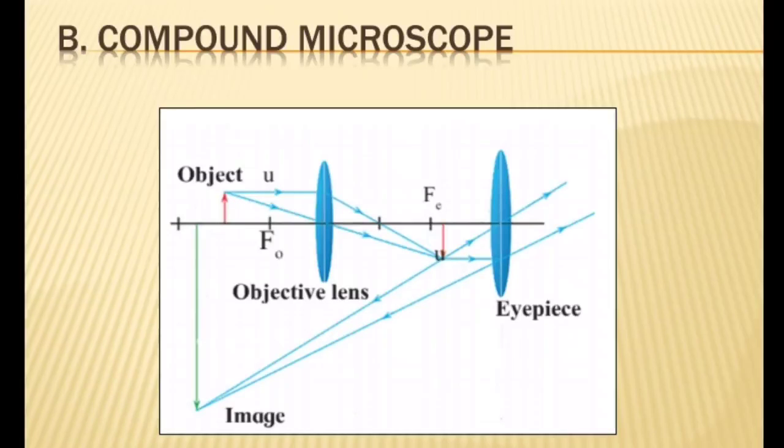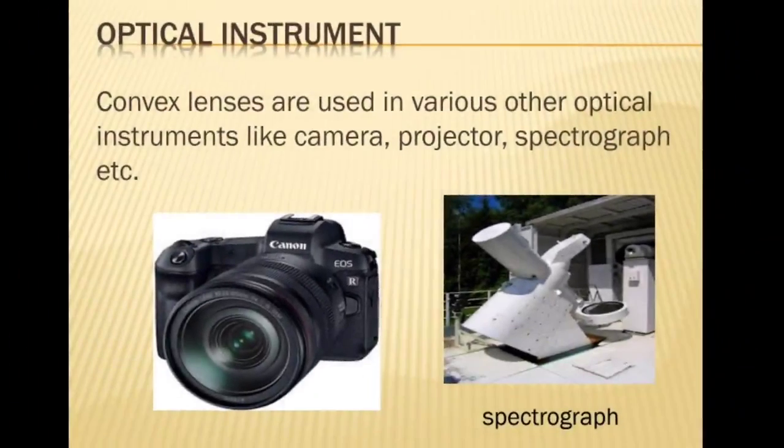The magnification occurs in two stages. The image formed by the first lens acts as an object for the second lens. The axes of both the lenses are along the same line. The lenses are fitted inside a metallic tube in such a way that the distance between them can be changed or adjusted. Next, use of convex lenses in our optical instruments. Convex lenses are used in various optical instruments like camera, projector, spectrograph, etc. The convex lenses are also used in spectacles for correcting the farsightedness or hypermetropia.